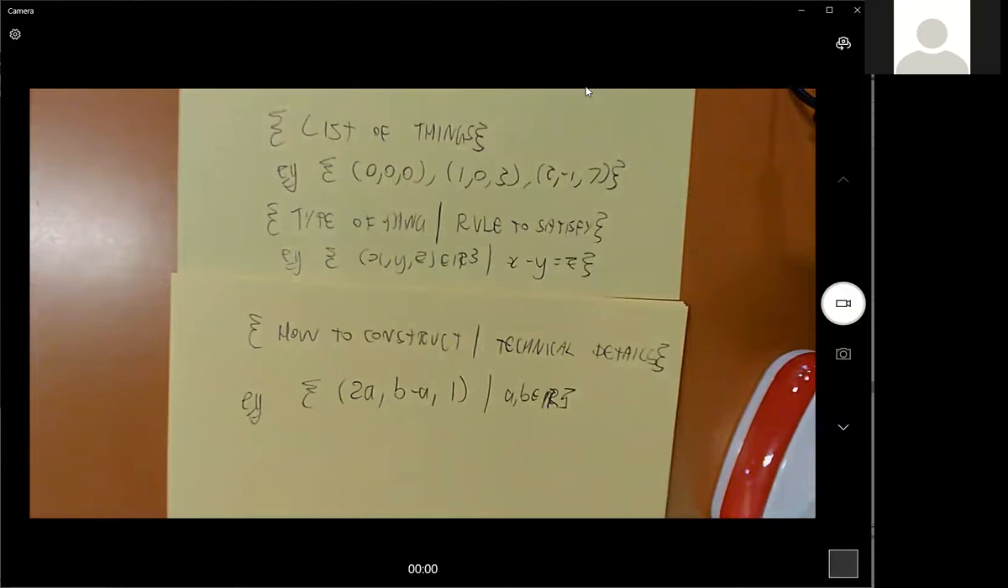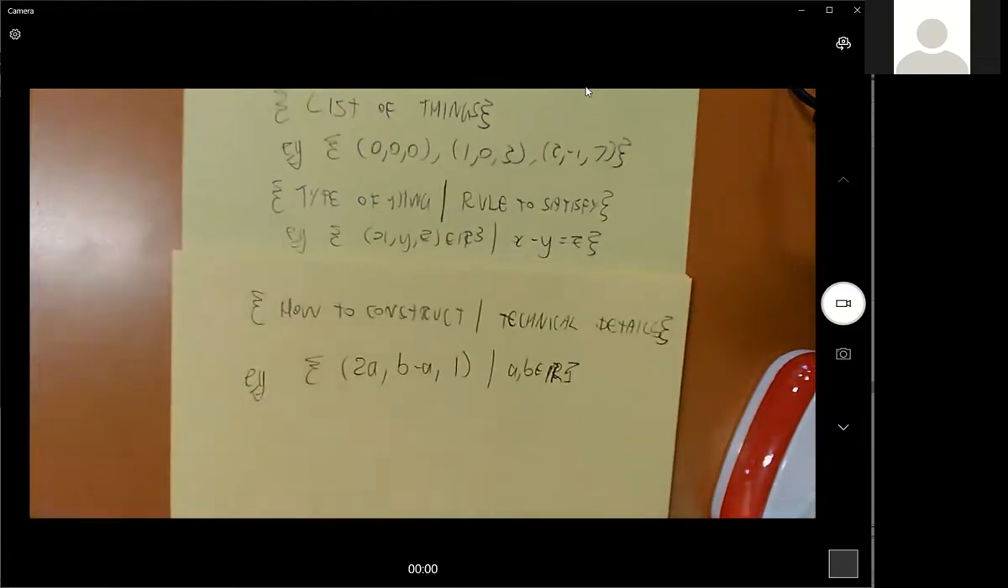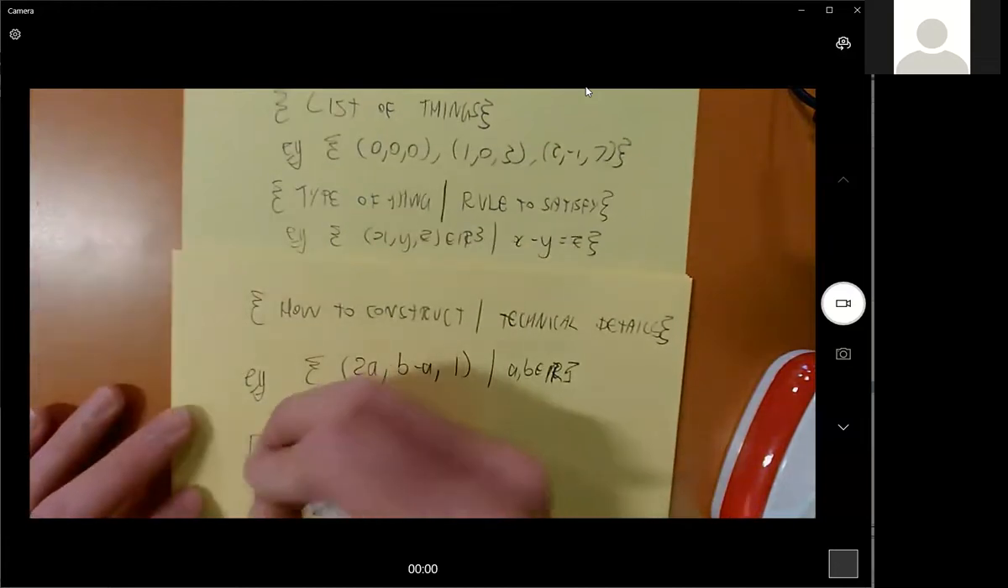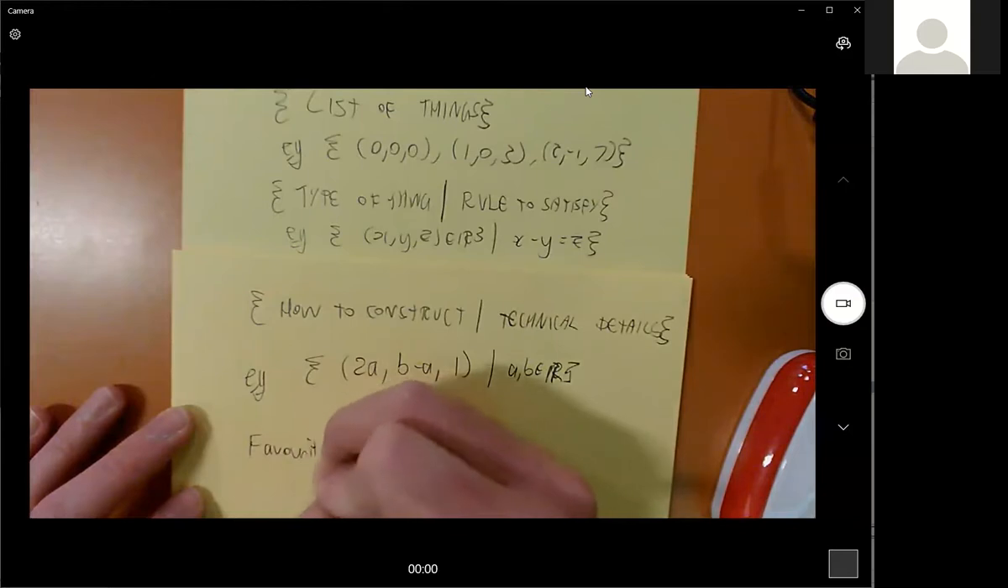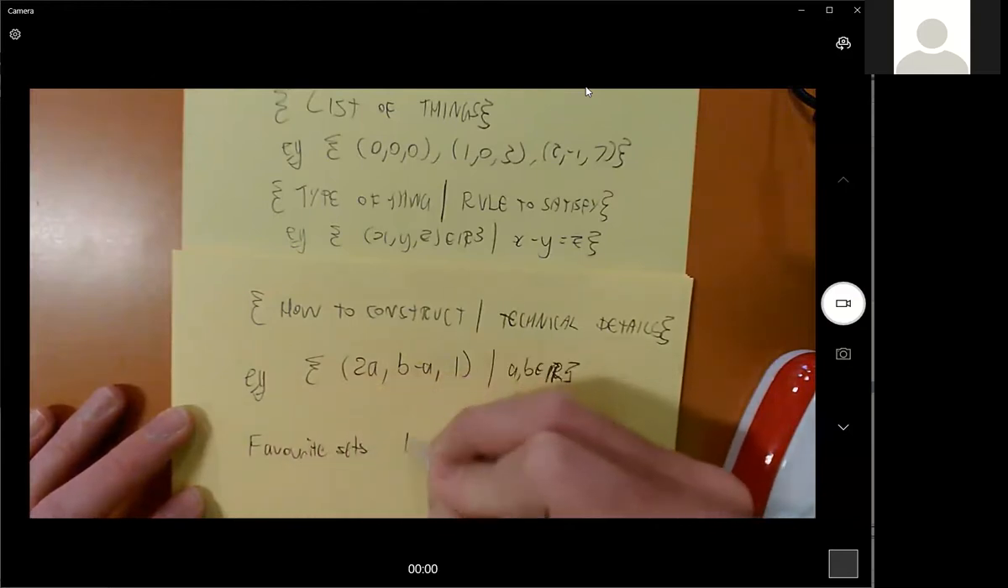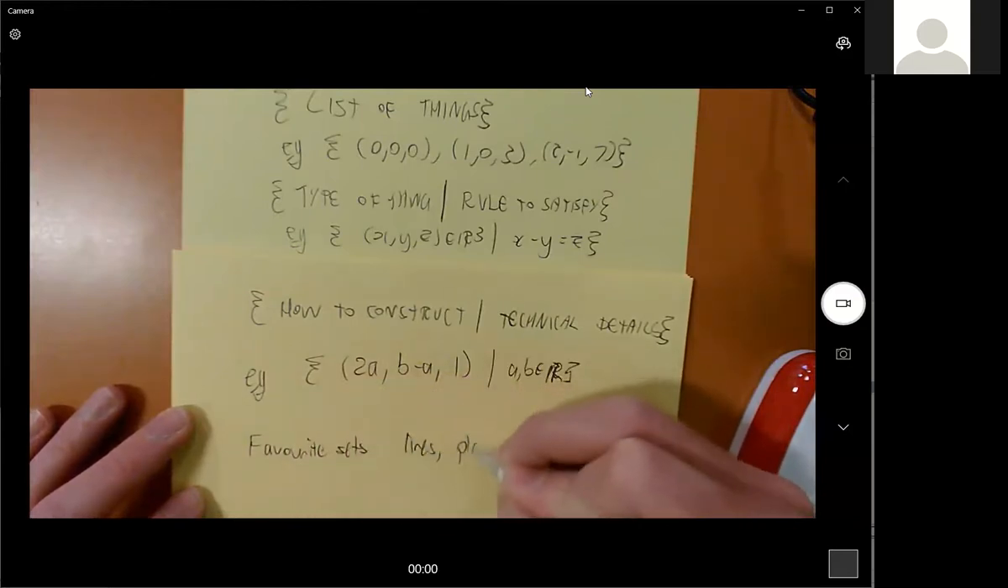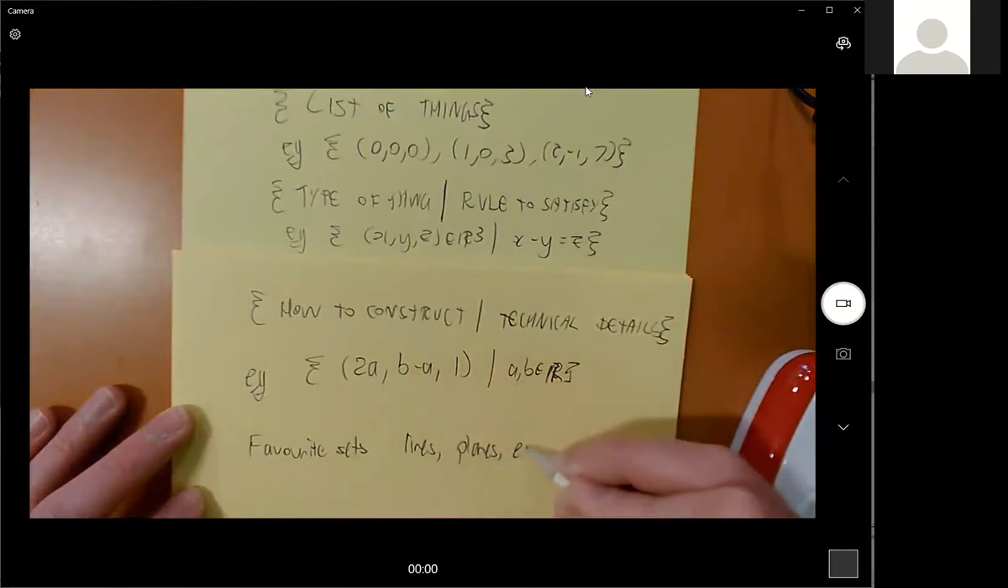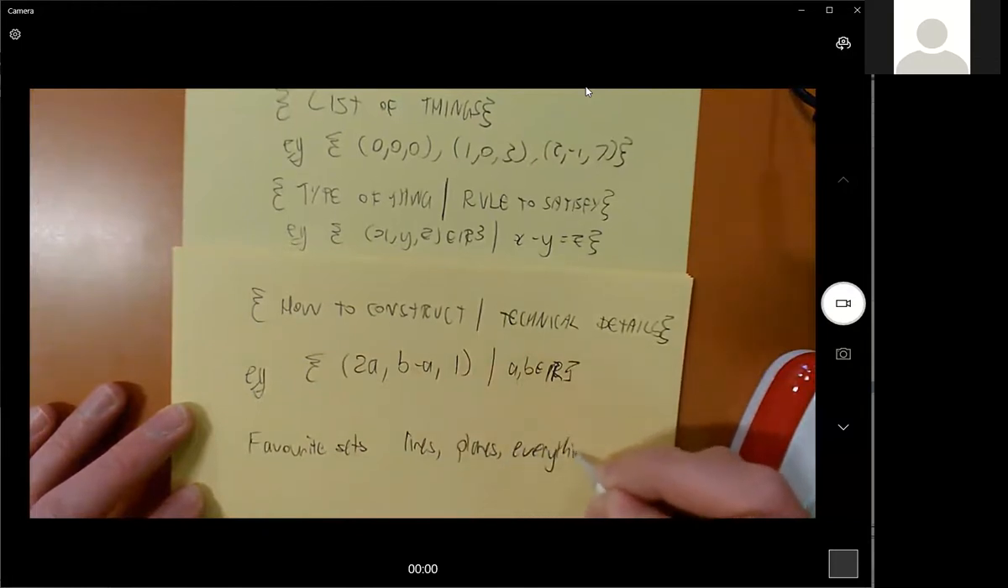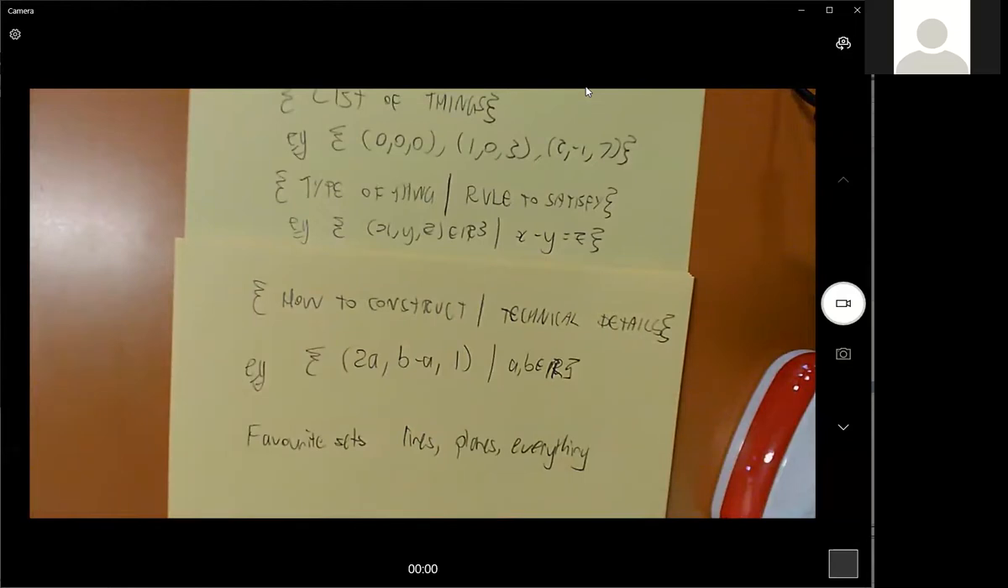Cool. So the classic best sets that we love the most are straight lines and planes. They're our favorite sets in linear algebra. So favorite sets: lines, planes, everything. A perfectly good set is, my rule for being in the set is everything's in the set. Aha, the set is everything.